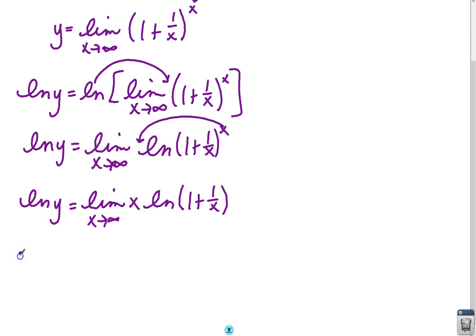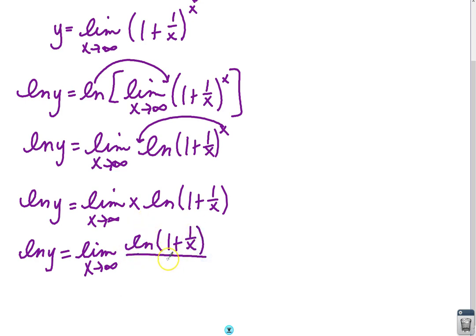But I could rewrite this as the limit as x approaches infinity. I'm going to leave the natural log of 1 plus 1 over x up top over 1 over x. I rewrote this into the form of 1 over x, because when I divide by 1 over x, that is the same thing as multiplying by the reciprocal, which is just x. But I wrote it in this format specifically so that I would have a fraction. So let me take out some of that extra stuff, okay?